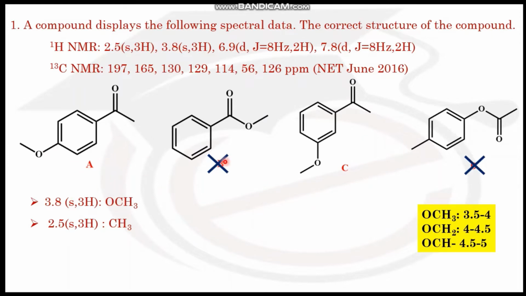Among these, which one is our compound? Here you can see 6.9 doublet, J equal to 8 Hz, 2 hydrogen, and 7.8 doublet, J equal to 8 Hz, 2 hydrogen. These values correspond to aromatic protons, the phenyl ring protons. Now our options are A and C. Here you can see 2 hydrogen in one doublet and 2 hydrogen in another doublet. That means 2 kinds of hydrogens are present. In A and C, we can check how it is.